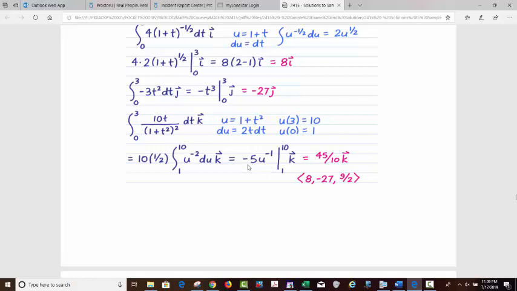And then you just plug that in. U to the negative 1 is just 1 over u. So actually you would get negative 5 times 1 over 10 minus 1. So it's basically 1 over 10 minus 10 over 10, negative 9 over 10, excuse me. Negative 9 over 10 times negative 5 would be 45 over 10.